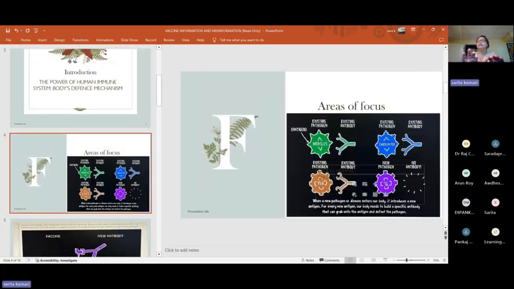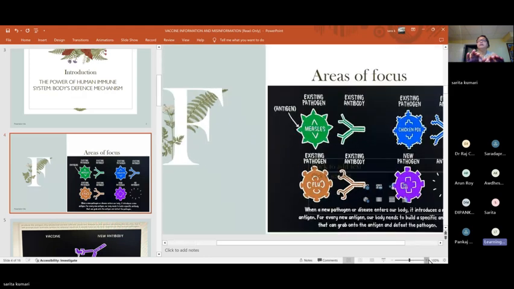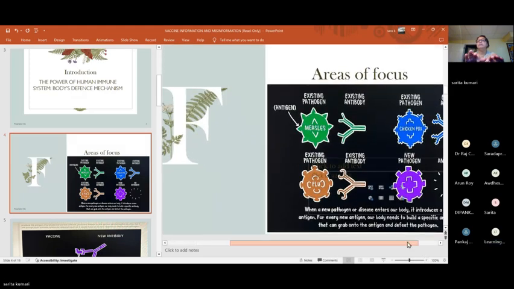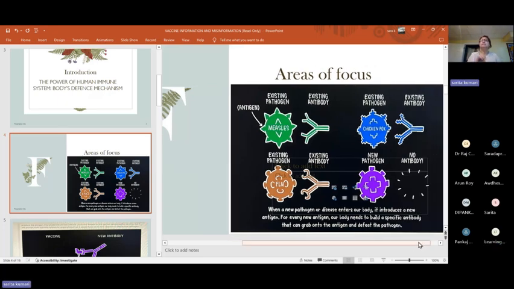Now this is a little bit of a picture, if you can see. Sorry, I'm going to enlarge it a little bit. Now can you see? Yes, we can see.